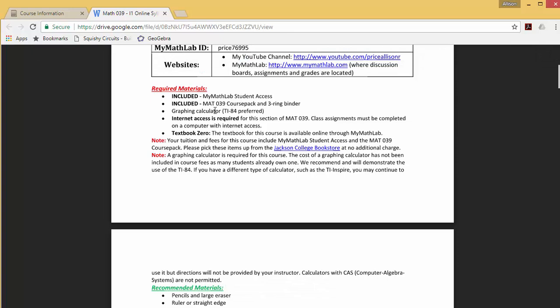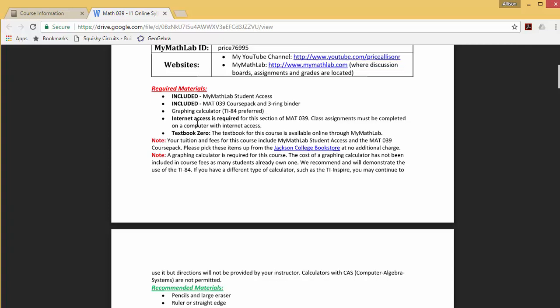A graphing calculator is also required. That is not included because many students already have one. If you do not have one, I recommend that you purchase a TI-84. If you have a different type of calculator, that's fine as long as it's a graphing calculator. However, only the TI-84 will be supported in this course. I do want to note that a calculator with CAS, such as the TI-89, is not permitted for this course.